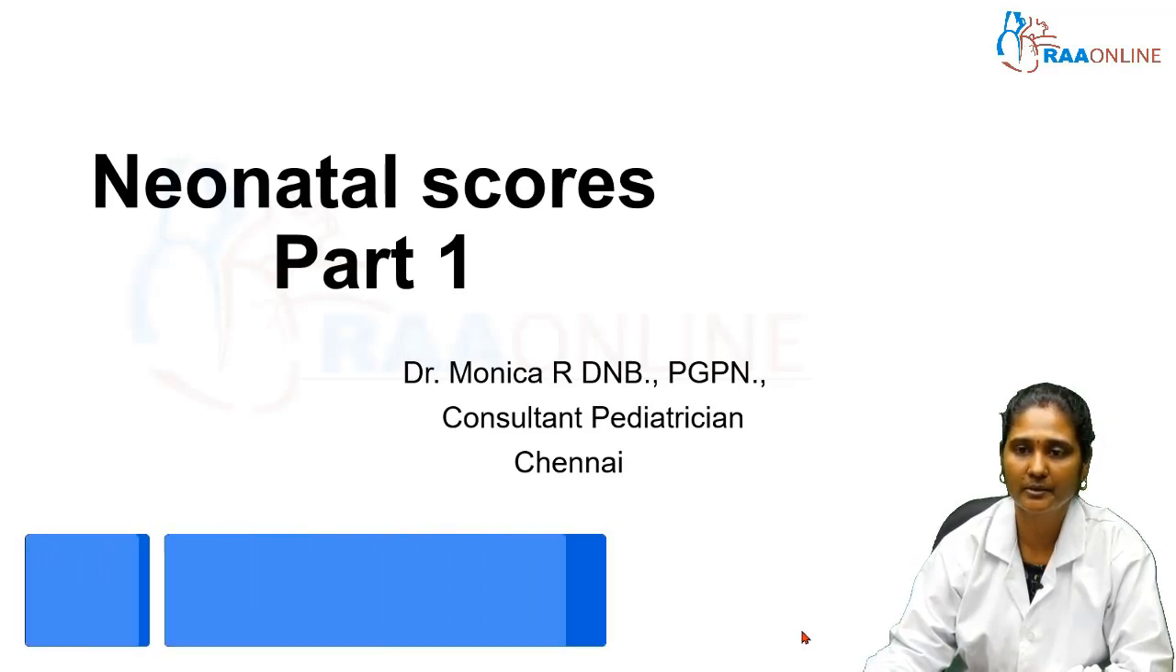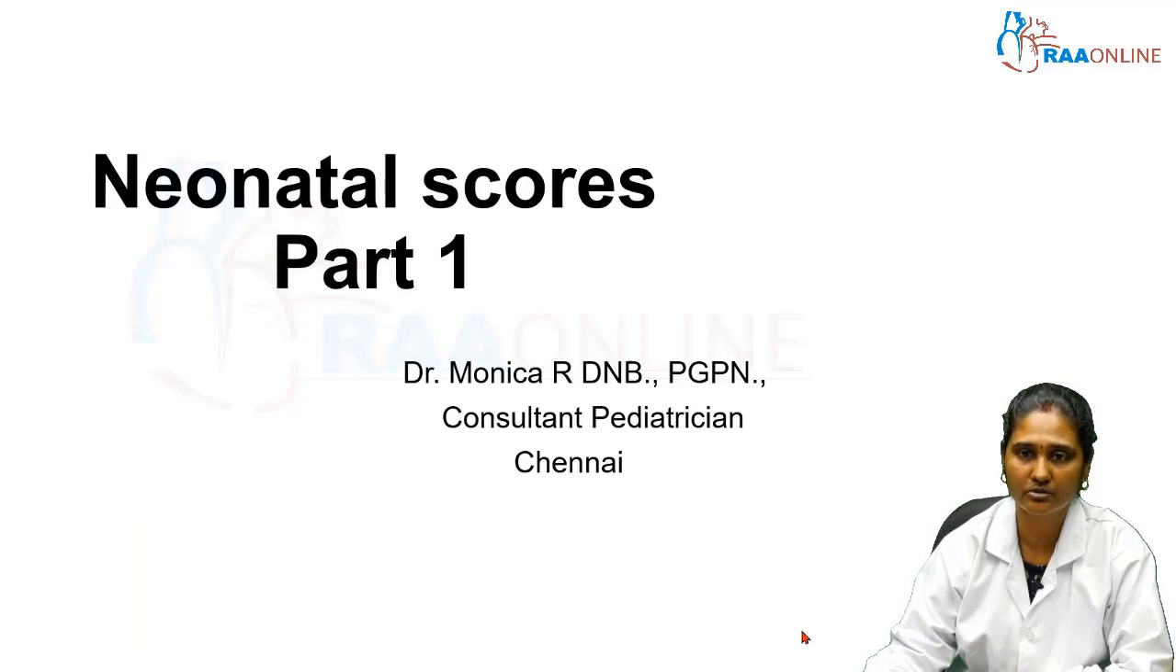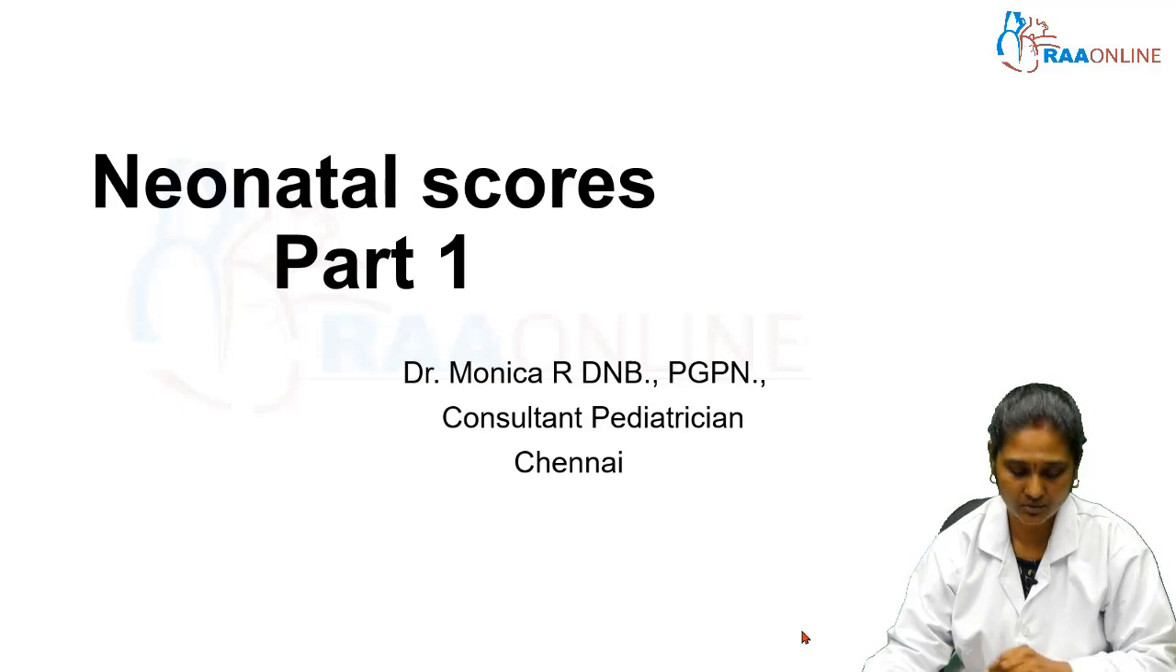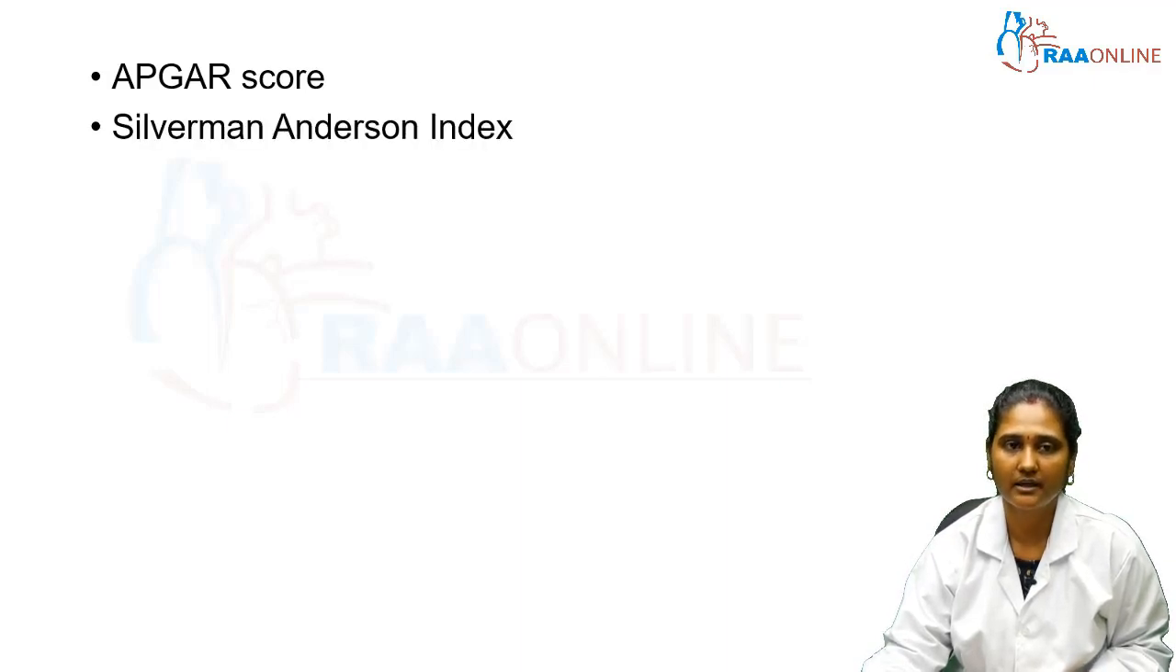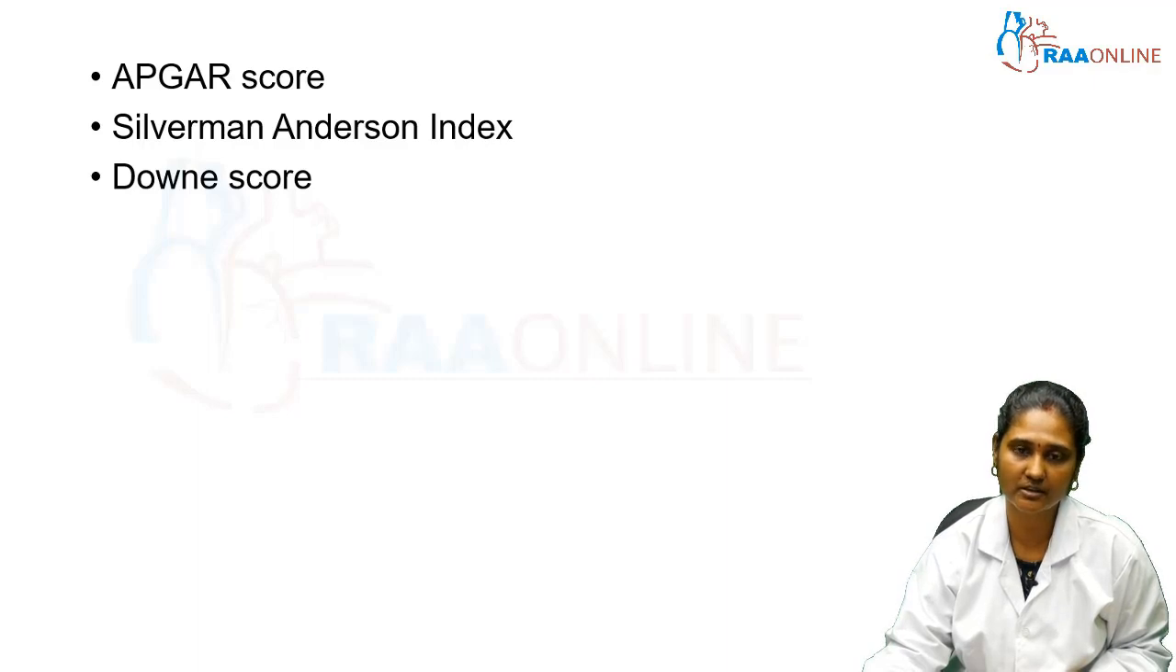So today's video is going to be about the neonatal scores. I have taken 3 important neonatal scores which are used in neonatology at the time of resuscitation and to assess the severity of the respiratory distress in the newborn. So they are Apgar score, which is mainly used at the time of resuscitation of the baby, and Silverman-Anderson's index and Downes score. These 2 scores are used to assess the severity of the respiratory distress in the newborn. So it is like a ready-made shot to revise the scores.